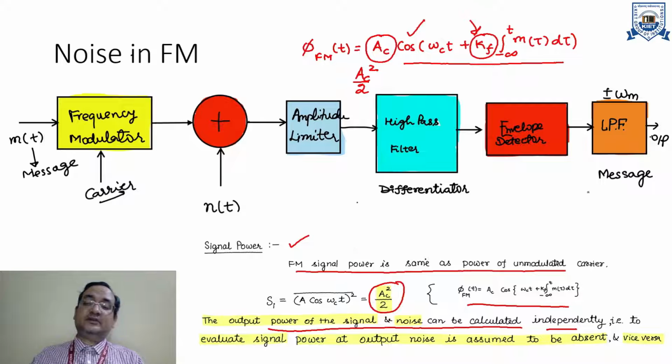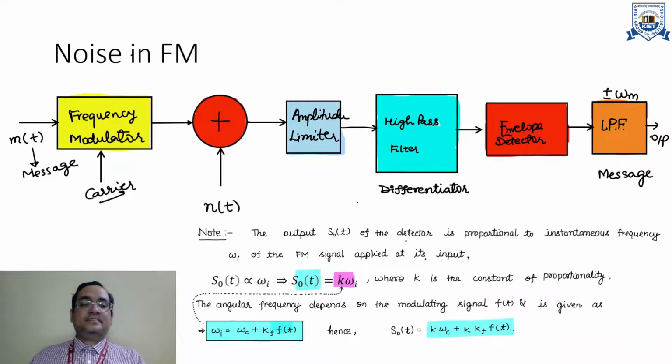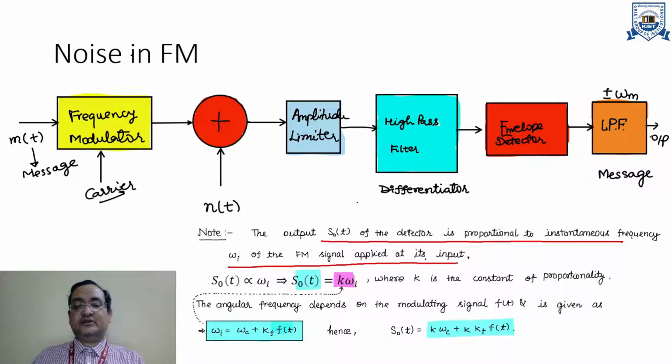To calculate the signal behavior and noise behavior, when I calculate the noise, I will assume that the signal is absent, and when I calculate the signal power, I will assume that the noise is absent. After that, I will add all these powers to obtain the actual expression. Now note that the output S_0(t) of the detector is proportional to the instantaneous frequency omega_i of the FM signal applied to its input.